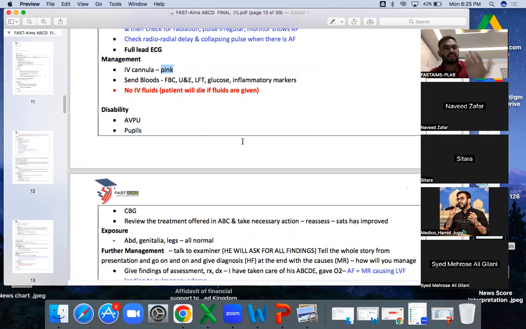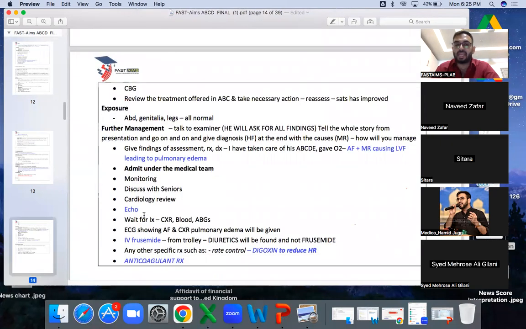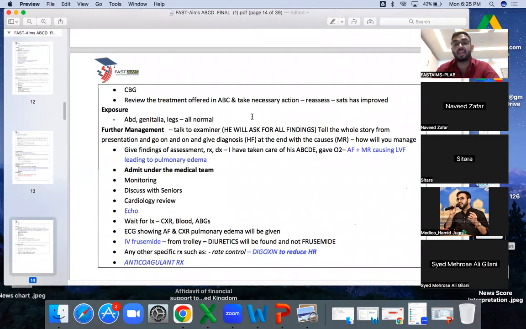You will have already made the patient stable. The clue in this patient is that you will not let the patient die. If you are not letting the patient die, you will pass this station. Then you will go to disability and do all four in a quick way. And then we come to the management. Regarding the management, you will tell all that to the examiner. I have already written it over there. You are going to read that by yourself.